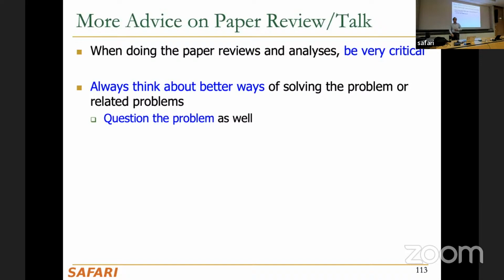Is the problem that the paper is trying to solve a valid problem? Or under what conditions is it valid? Is it a big problem? Is it experienced by a whole lot of systems? Or is it a niche type of problem? Will it become bigger in the future? These are all good questions to ask for critical thinking.